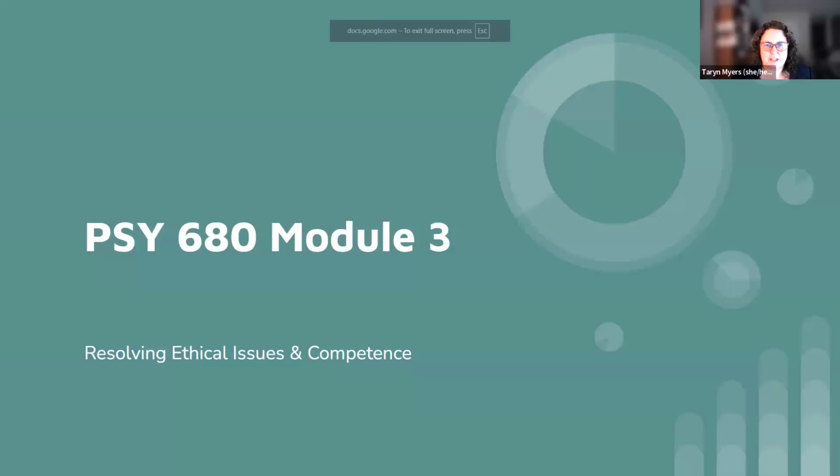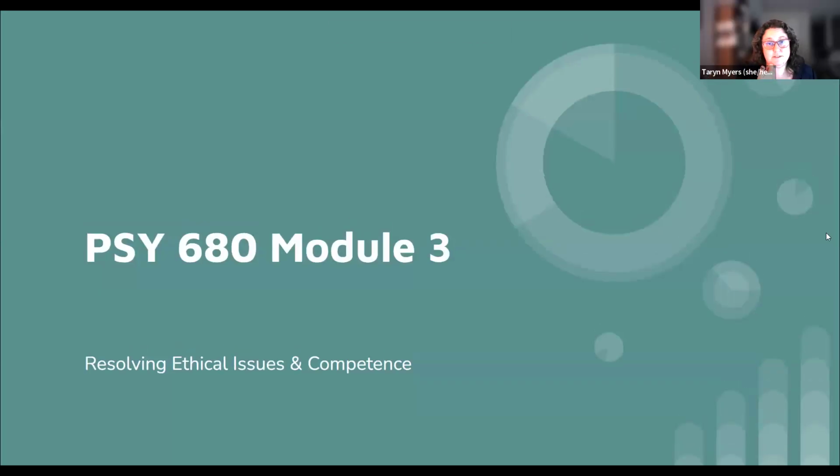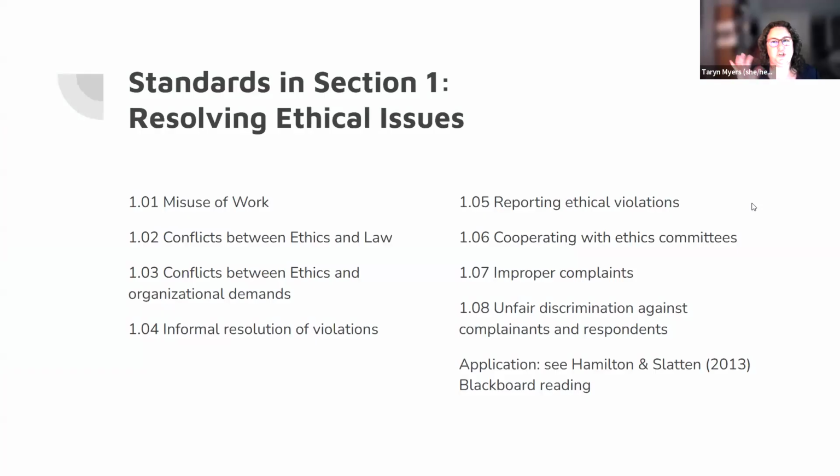All right, so now we'll be talking about Module 3, which looks at both how to resolve ethical issues and competence. So the very first section of the ethics code is resolving ethical issues. It's basically like, hey, if you have an ethical issue, if someone else in your life seems to be having an ethical issue, this is how to resolve it. And when I go over these, I'm not going to go into a ton of detail because Fisher does that really well. But I'm going to kind of, a lot of times, just say these are a do this, don't do this, right?